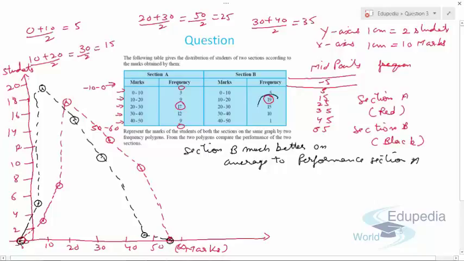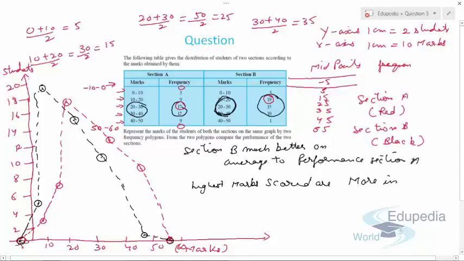Now if you can see, we have high frequency of data from 10 to 40, right? So this means on an average the students of the class perform very well in this range. However, for section A, only a few, 17 to 12, are from 20 to 40, right? So on an average section B is good as compared to section A. However, the highest marks scored are more in section A than B, right?